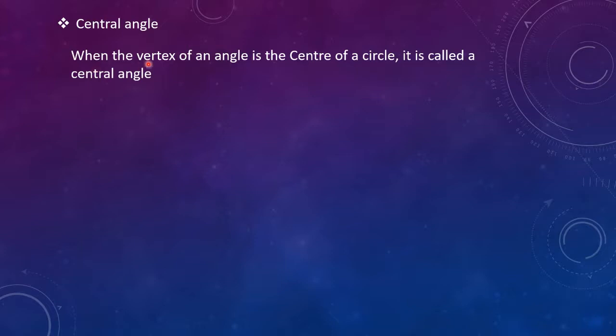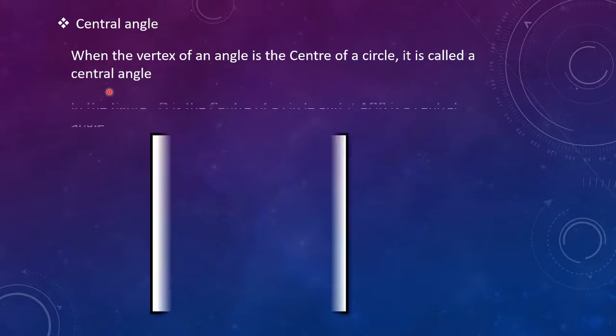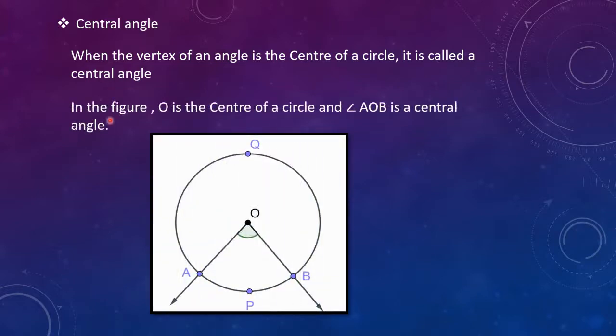Central angle. When the vertex of an angle is the center of a circle, it is called a central angle. In the figure, O is the center of the circle and angle AOB is a central angle. Also, note that AQB will be the major arc and APB will be the minor arc.